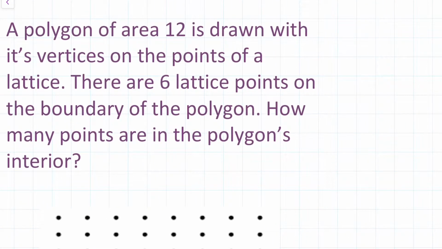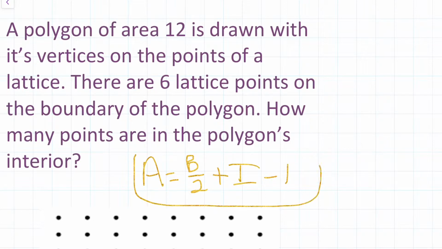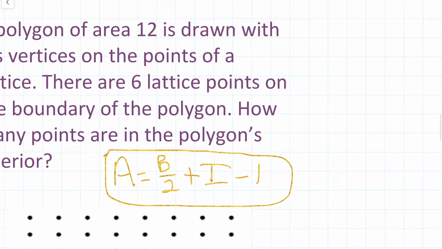So we can write down the formula here. The area equals the number of boundary points over 2, write that as a capital B, plus I minus 1. And I represents the number of interior points. So we have the formula.